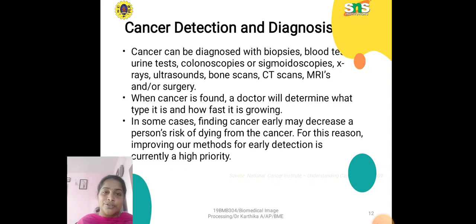Okay, coming to cancer detection and diagnosis, cancer can be diagnosed with biopsies, blood tests, urine tests, and we can have so many tests for cancer detection and diagnosis. When a cancer is found, a doctor will determine what type it is and how fast it is growing. In some cases, finding cancer early may decrease a person's risk of dying from the cancer. For this reason, improving our methods for early detection is currently a high priority.